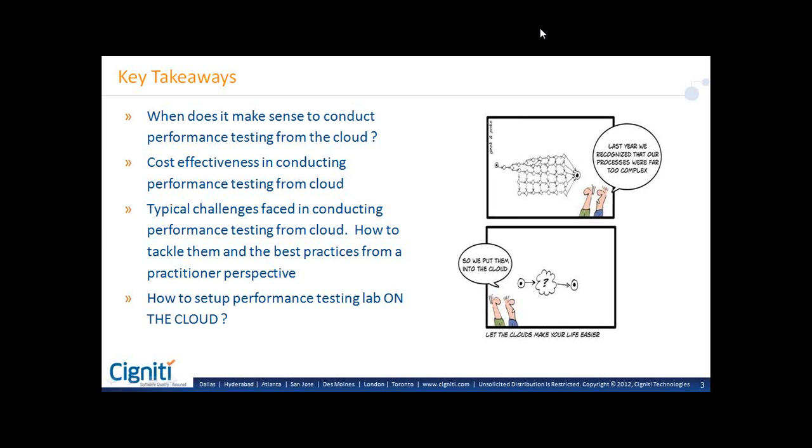But that is what we are talking about in this session: that it does not make sense to take everything to the cloud, right? And the question is when we should think about taking performance testing to the cloud. So that is one part we'll discuss.